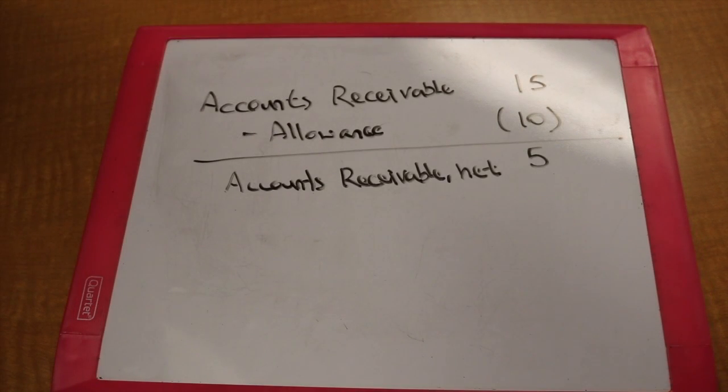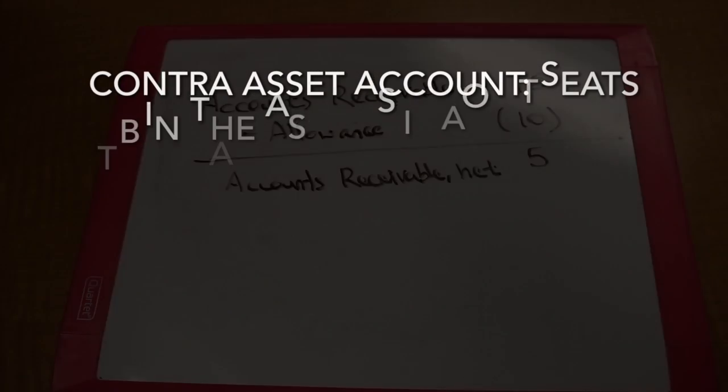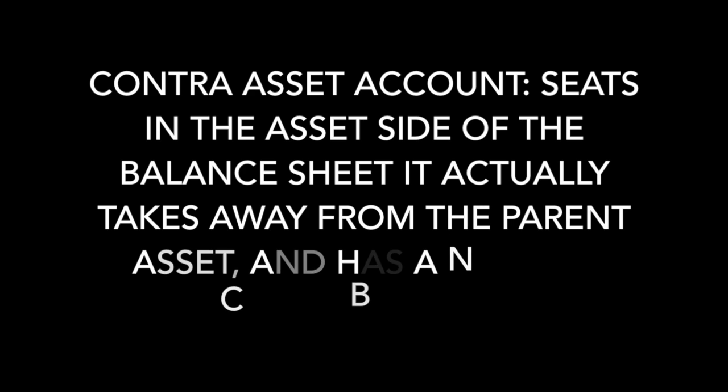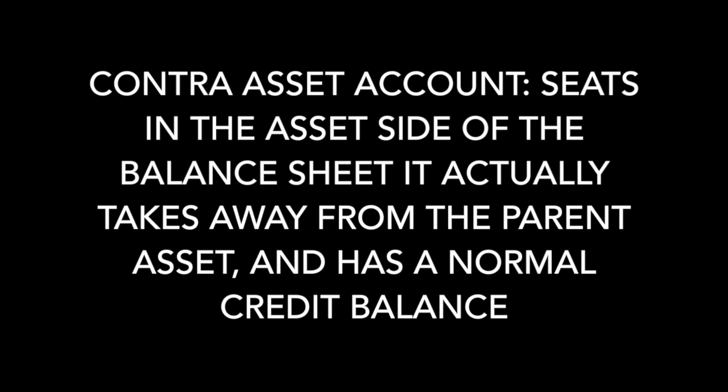Seems like the long way around to get to the same conclusion, so why do companies prefer the allowance method? As mentioned before, the allowance method gives a more realistic estimate of how much cash they can expect to collect from the accounts receivable. The allowance account we estimated in the first step is what's known as a contra asset account, which means that while it sits on the asset side of the balance sheet, it actually takes away from the parent asset and has a normal credit balance.